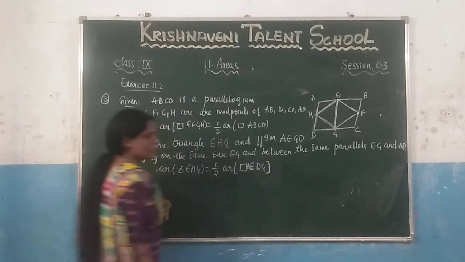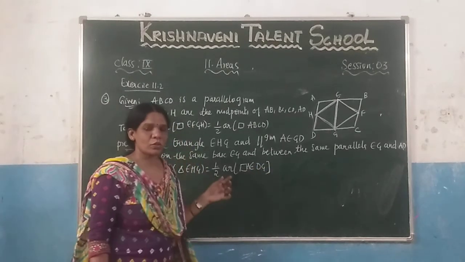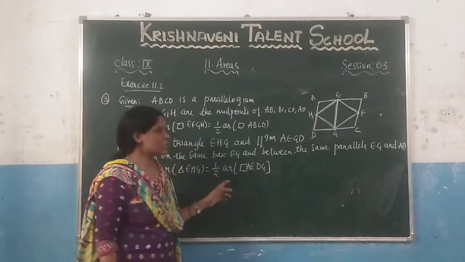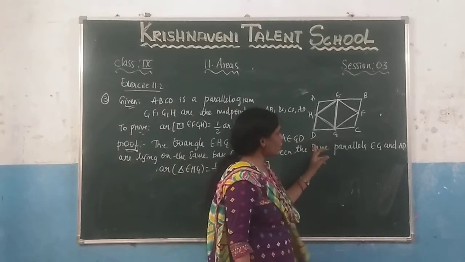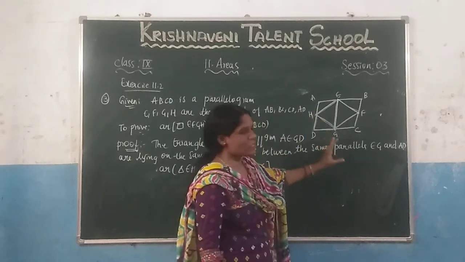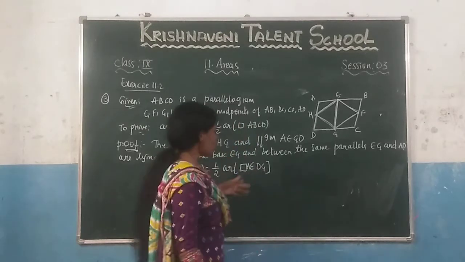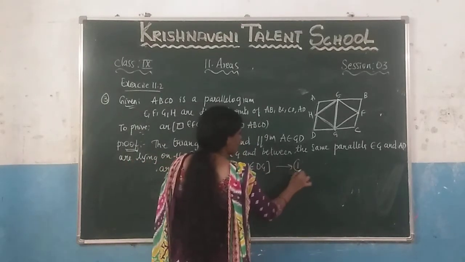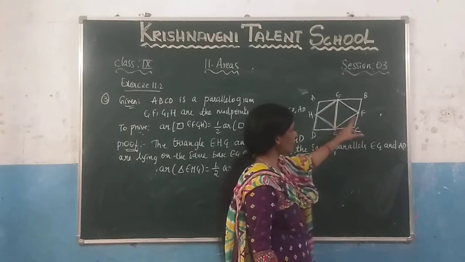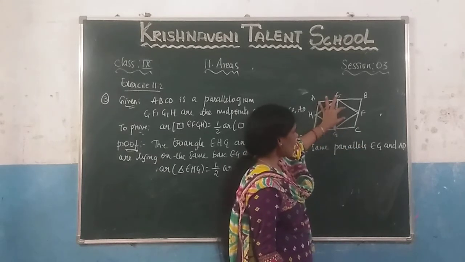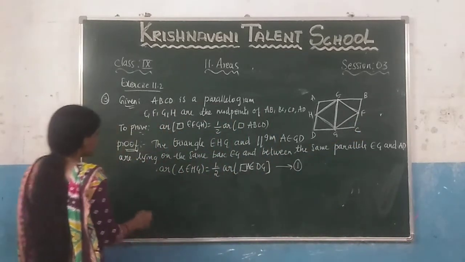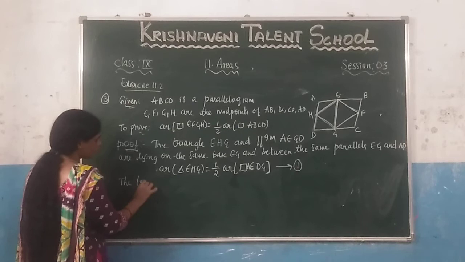And we have used this concept: if two parallelograms are lying on the same base and between the same parallels, their areas are equal. Similarly, if one triangle and one parallelogram are lying on the same base and between the same parallels, the area of the triangle is always equal to half times the area of the parallelogram. So by that you get one equation. Similarly, if you consider this triangle and this parallelogram, lying on the same base and between the same parallels, the area of this triangle is equal to half times the area of this parallelogram.